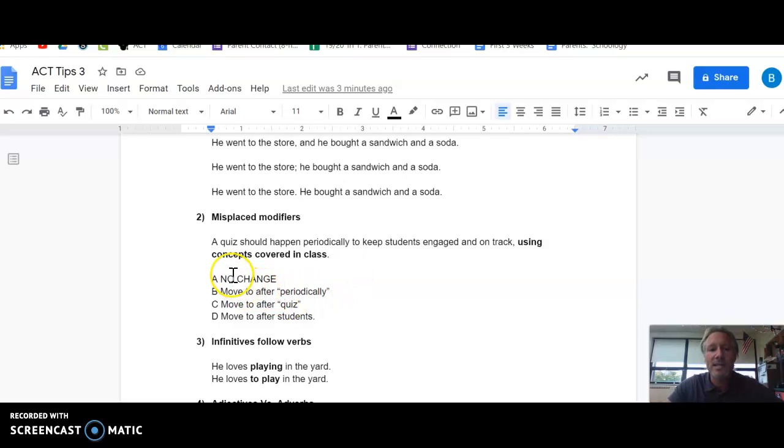But if you look at C, a quiz using concepts covered in class should happen periodically to keep students engaged and on track. That is what is using concepts covered in class. It's the quiz. So it should go directly after the word quiz. And obviously, if you put it after the word students there, a quiz should happen periodically to keep students using concepts covered in class engaged and on track. Doesn't really make any sense at all.